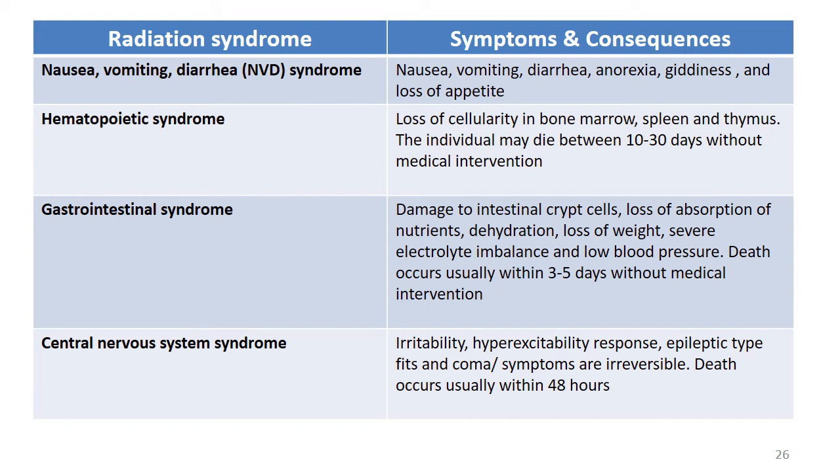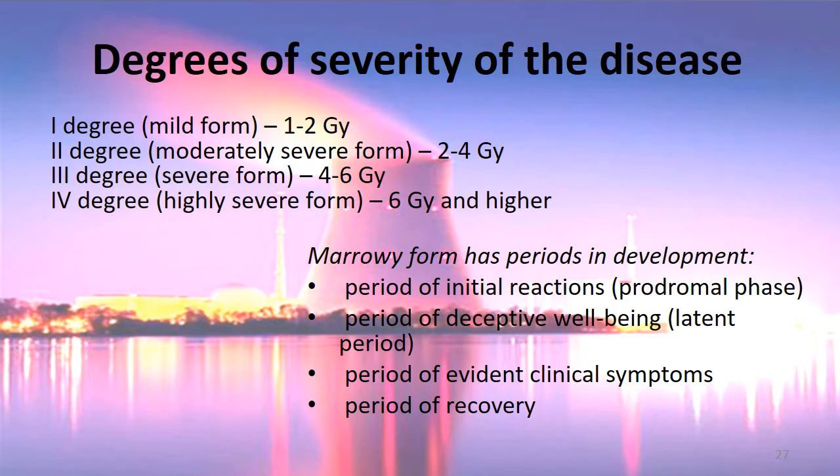In the clinical picture of radiation syndrome, several syndromes are distinguished, which are presented in the table. Degrees of severity of the disease. First degree, which is mild form, is caused by radiation at the dose 1 to 2 gray. Second degree, moderately severe form, is induced by 2 to 4 gray irradiation dose. Third degree, severe form, results from the dose of irradiation 4 to 6 gray. And fourth degree, highly severe form, results from an irradiation at the dose 6 gray and more.